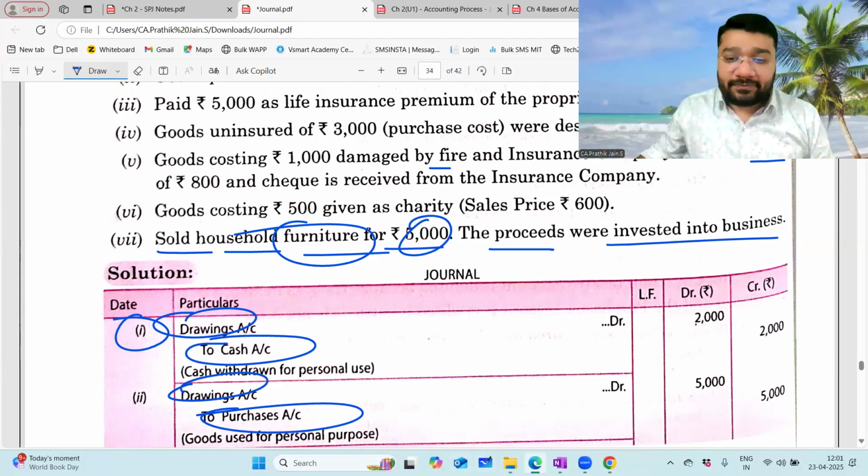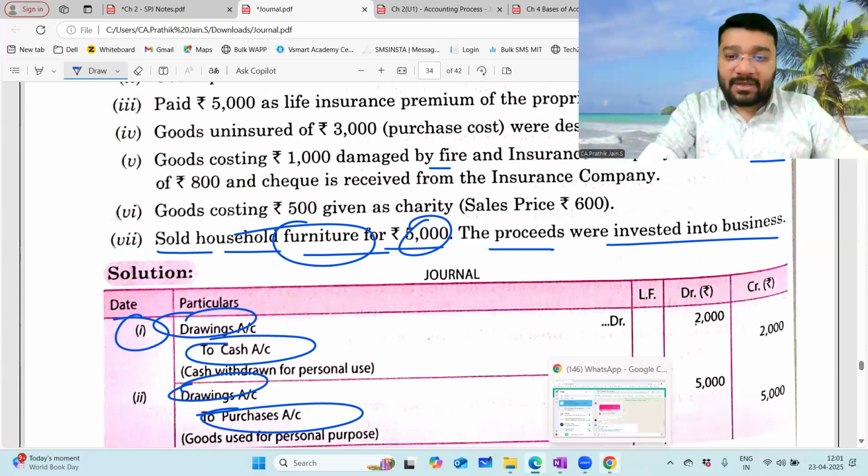This is household furniture. My WhatsApp is on, is it? That is why it is hanging.